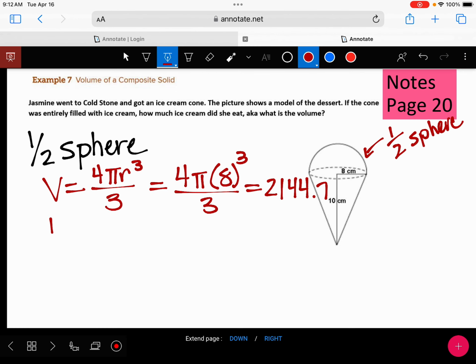So what we need to do with that number is we need to figure out what is half of that volume. So in your calculator, take that number that you got for the sphere and divide it by 2. Because it's not a whole. Does everyone see how it's not a whole ball? It's only half of a ball. That's why we have to divide it by 2, because it's half.